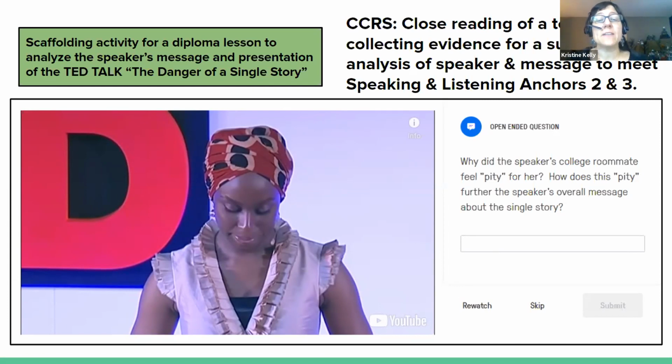But I find that Edpuzzle works really well for something like this, where you really want to get them thinking about why the writer uses certain examples or how the writer is connecting to personal experience or how the writer is communicating a message, but where you want students to stop.